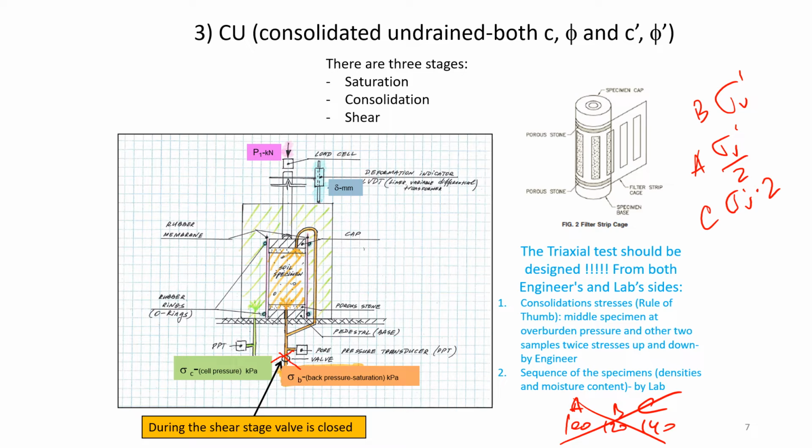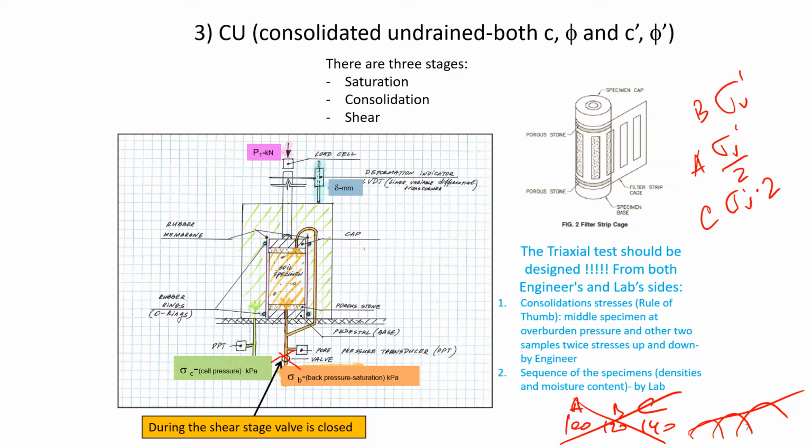Why? Because the sample is not homogeneous. To get proper Mohr circles, you have to make bigger distances between all three circles, and then you get a very nice result. If you get very small gaps, you're going to get a total mess.